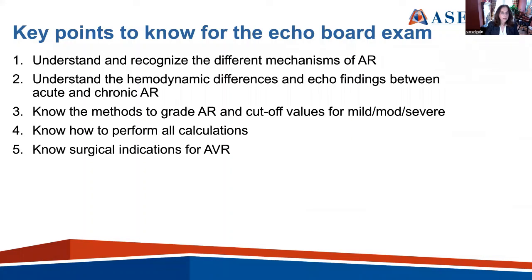So, the key points that I feel that you should know for the echo board exam regarding aortic regurgitation is: number 1, understand and recognize the different mechanisms of aortic regurgitation. Understand the hemodynamic differences and echo findings between acute and chronic AR. Know the methods to grade AR and the cutoff values for mild, moderate, and severe. Know how to perform all calculations, and anything that could be calculated, know it, because chances are they'll probably ask you about it, because calculations are an easy thing to test for. So know all those calculations back and forth. And then know the surgical indications for AVR, just to try to put this into clinical perspective.